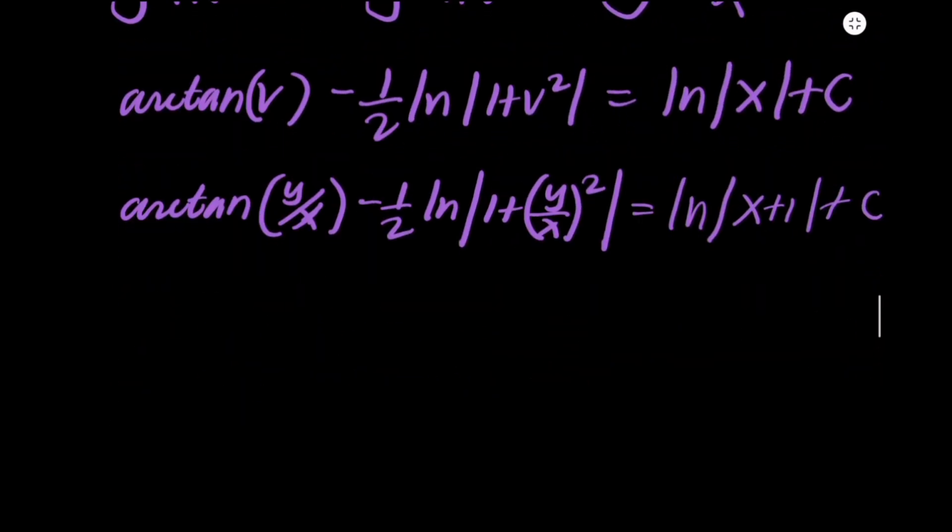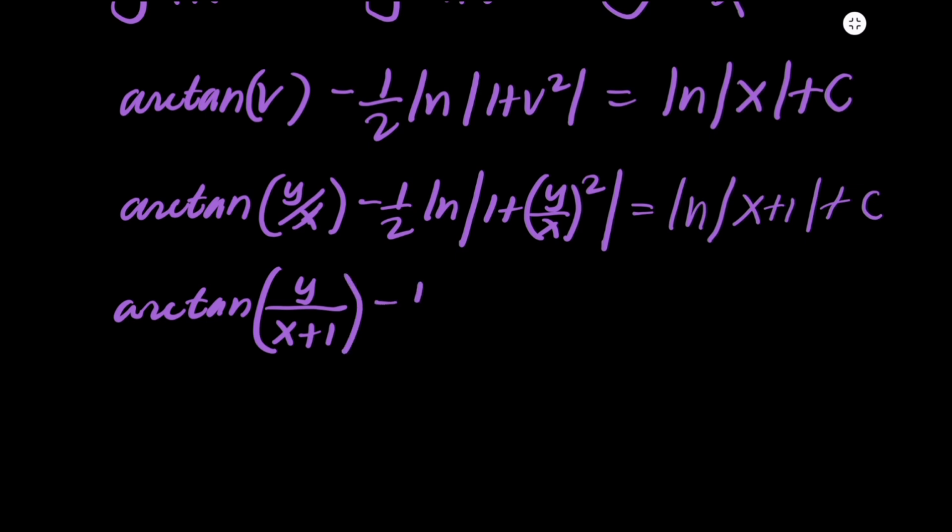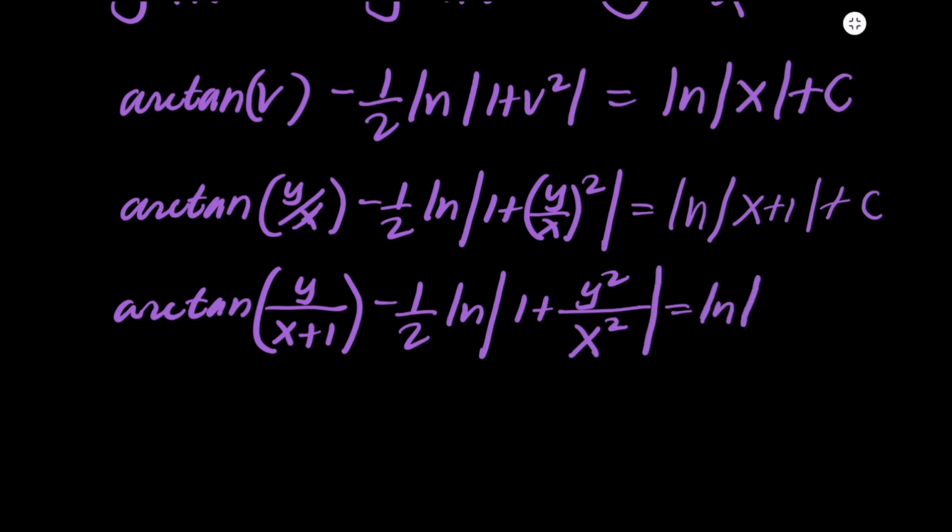So hence, the answer would be arctangent of what? y over x plus 1. So this is y over uppercase X, so that is x plus 1, small x or lowercase x plus 1. So arctangent y over x plus 1 minus 1 half ln of 1 plus y squared over capital X squared equals ln of x plus 1 plus c.